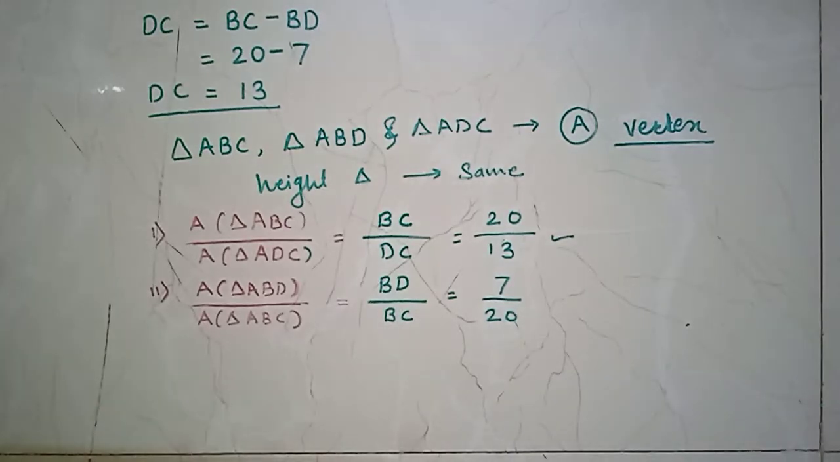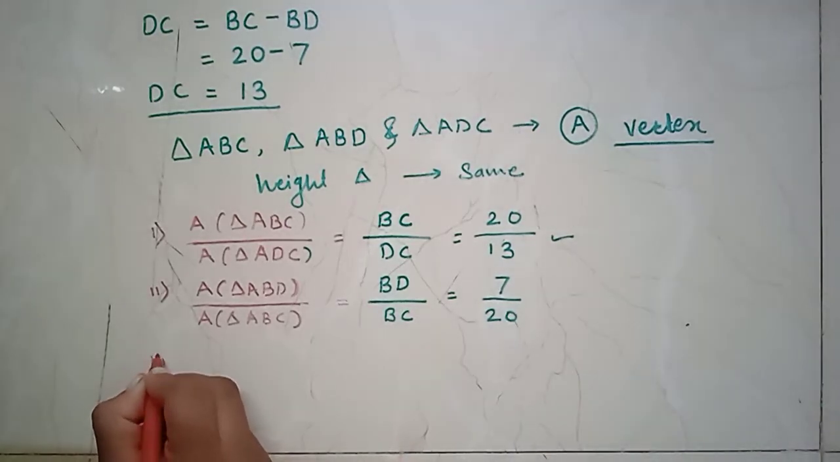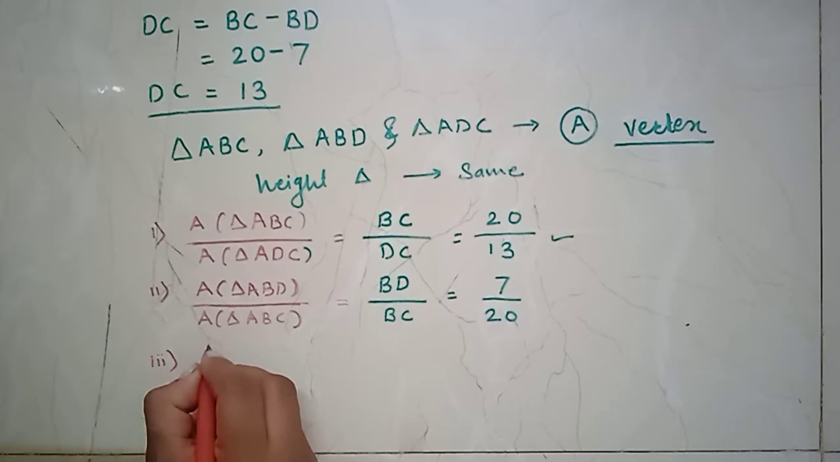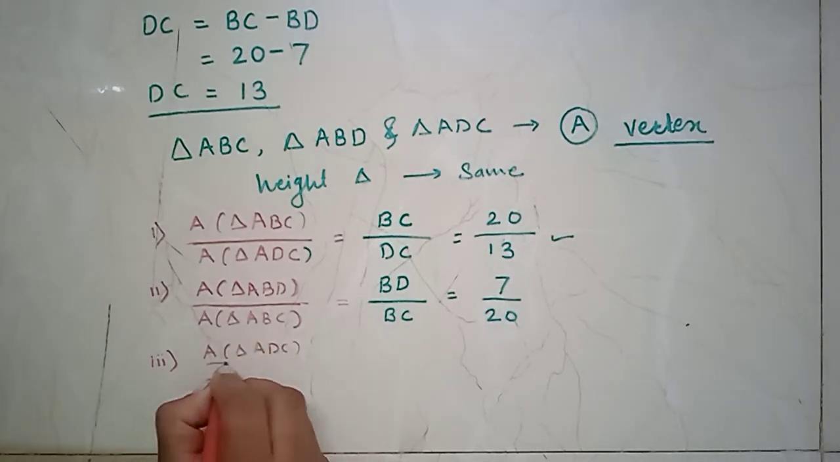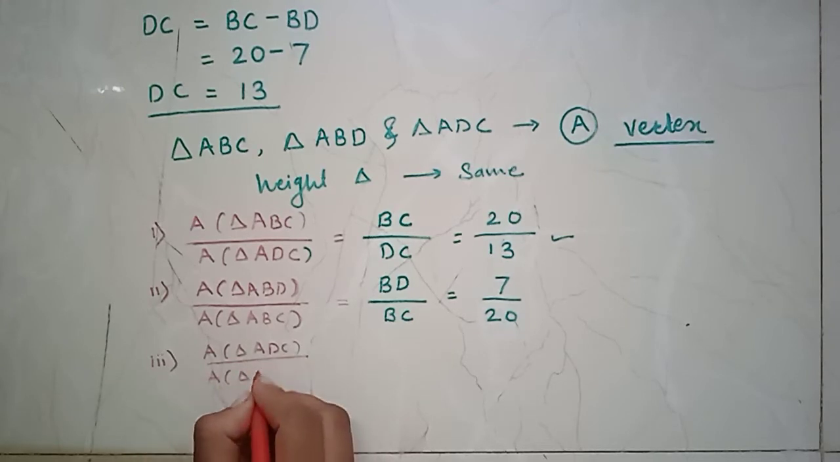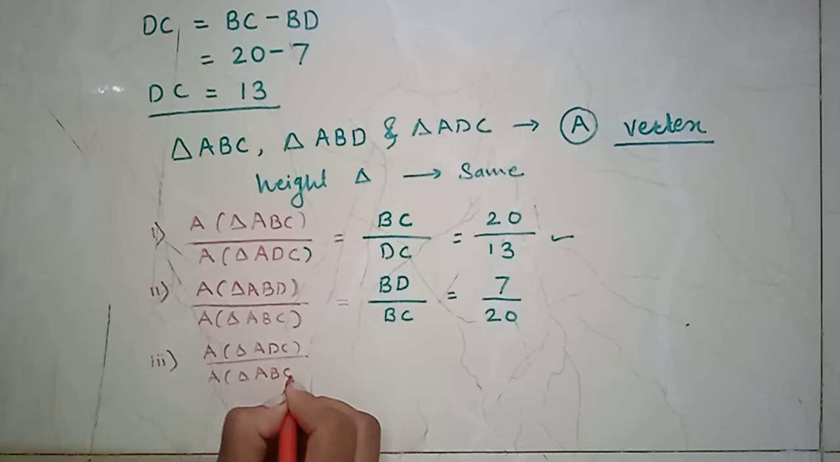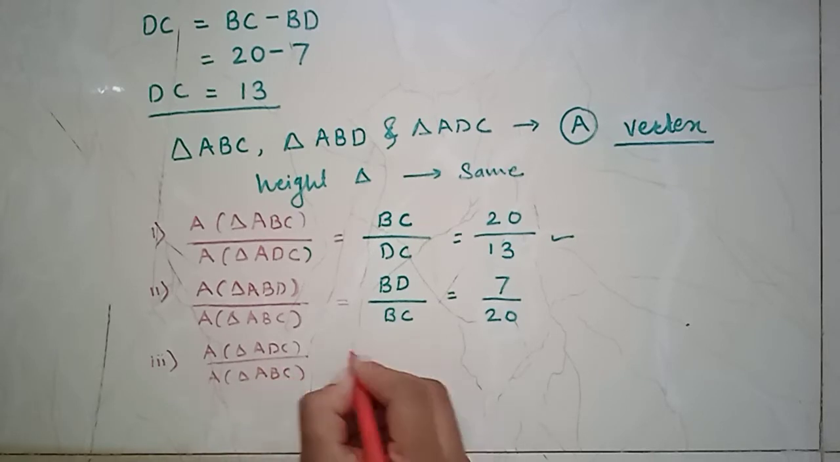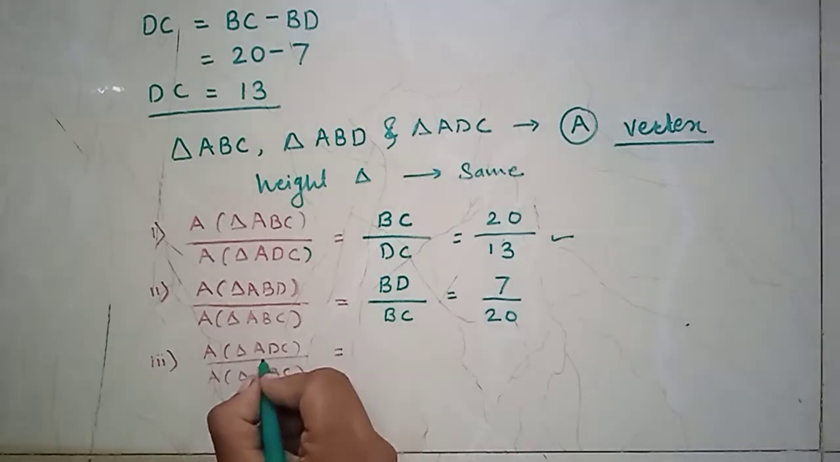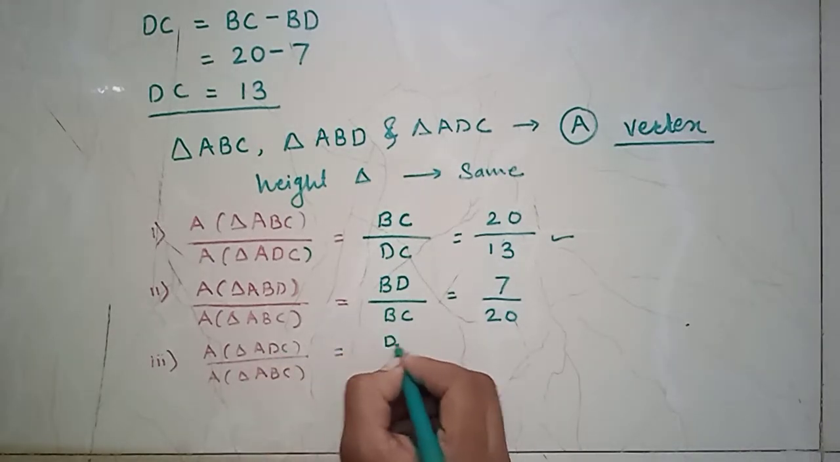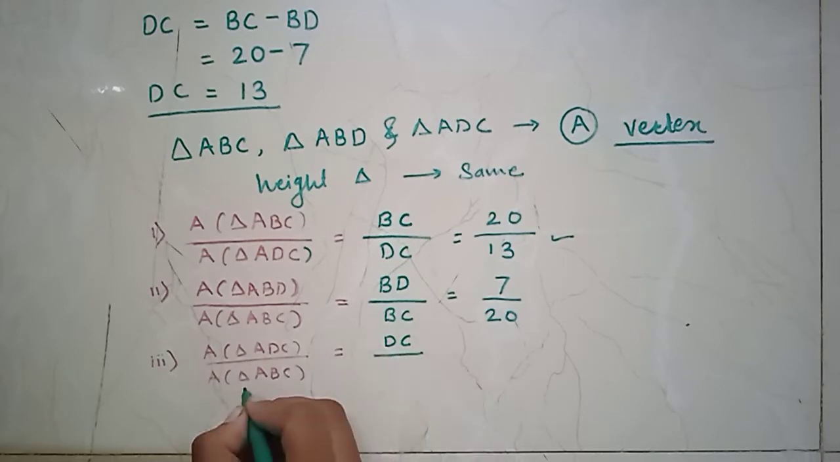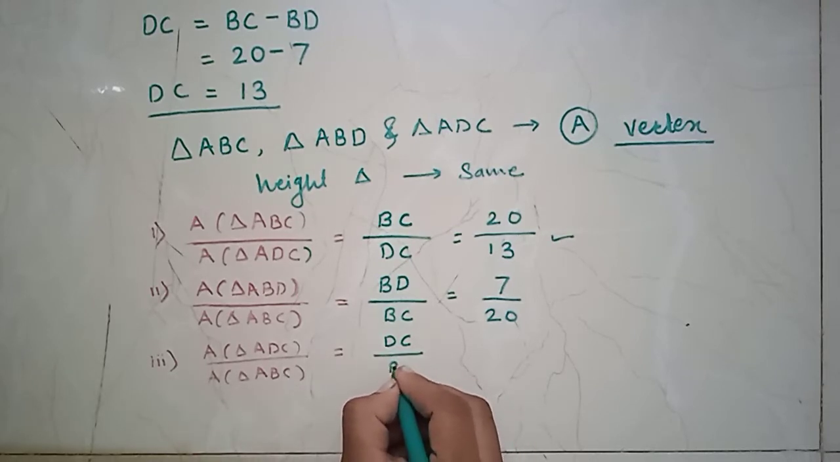So take down the third one. Third, the area of triangle ADC upon area of triangle ABC. We know that triangle ADC has base DC upon triangle ABC having base BC, right?